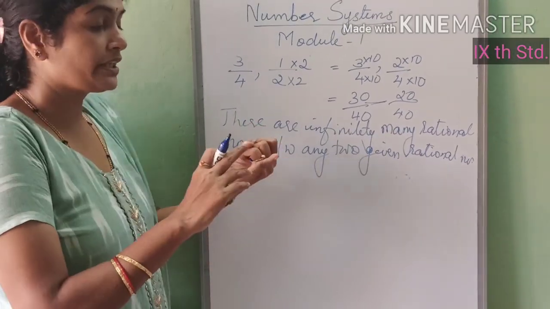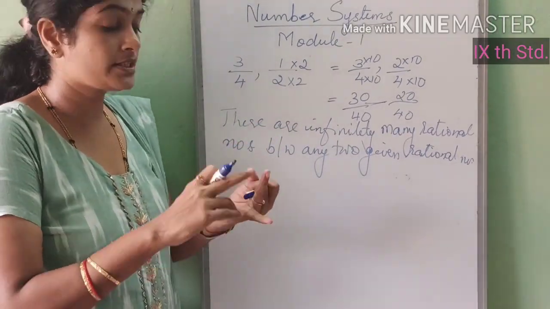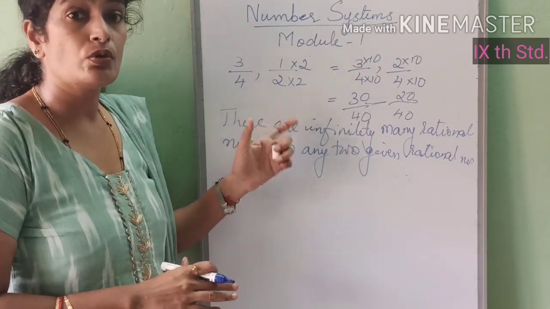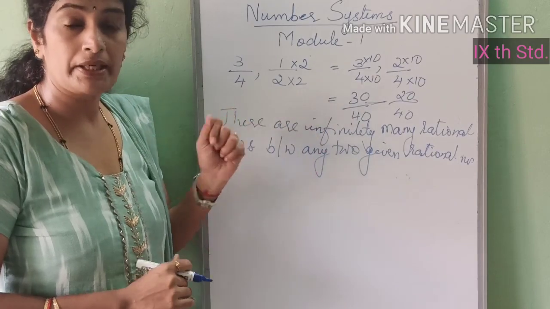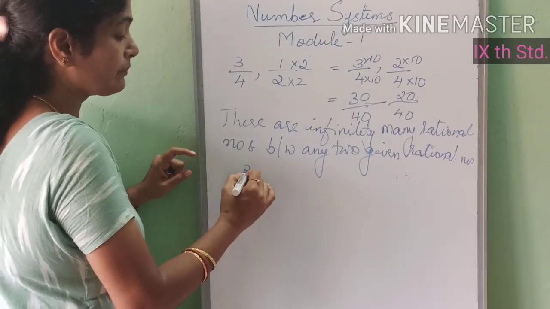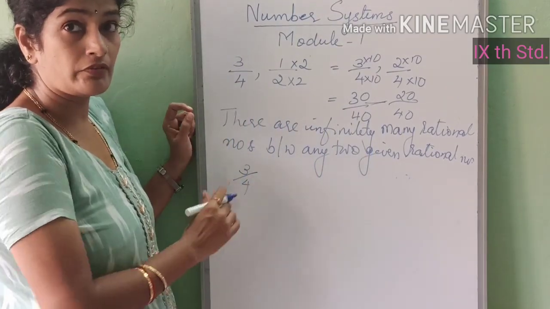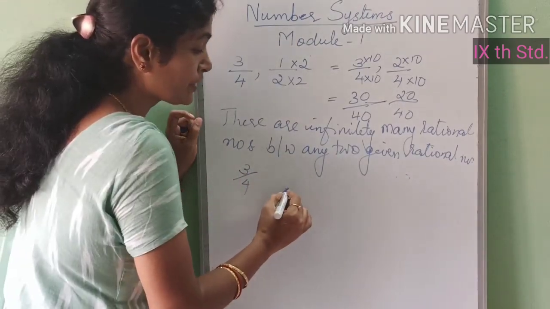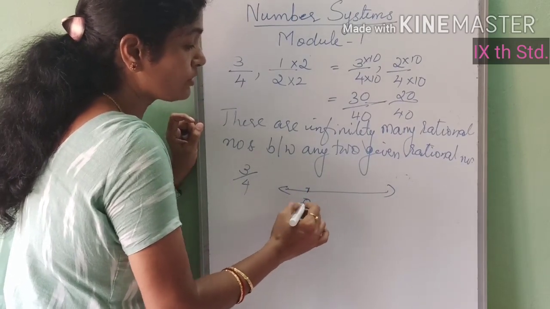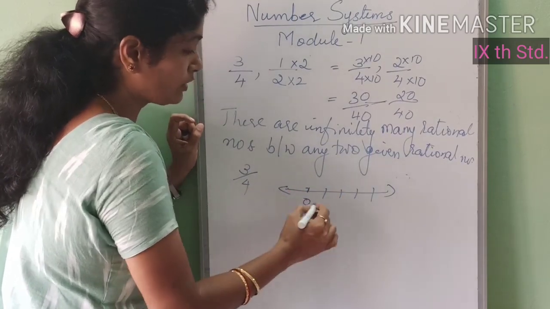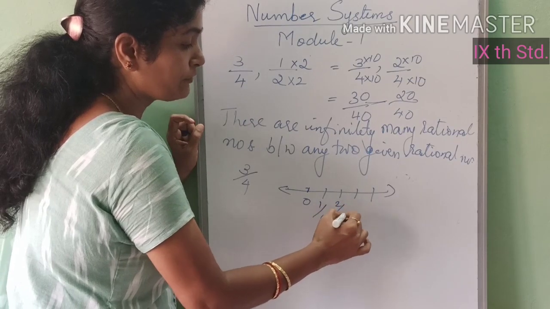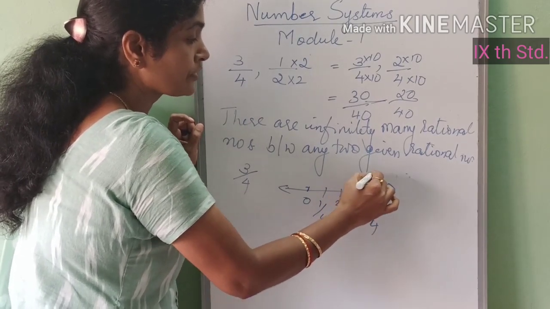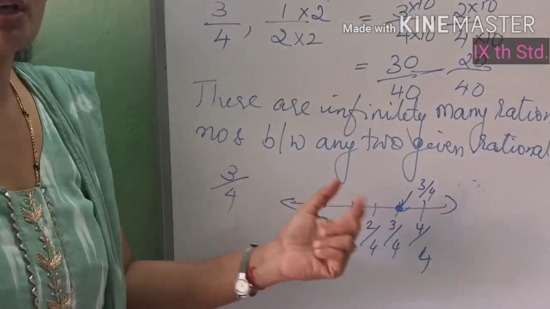And whether natural numbers, whole numbers, integers, or rational numbers, you know how to represent them on a number line. Suppose I am taking 3 by 4, it is a rational number. You have learned how to represent 3 by 4 on a number line. On a number line, marking 0, then marking 1, dividing into 4 equal parts: 1 by 4, 2 by 4, 3 by 4, 4 by 4. So this is the number 3 by 4 on the number line.